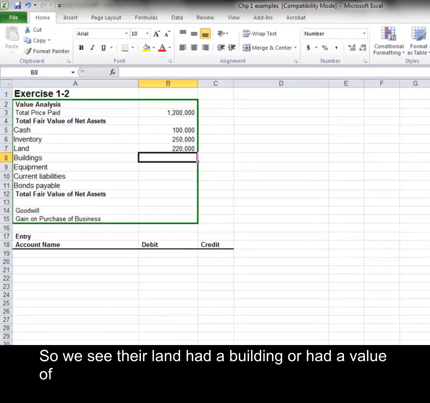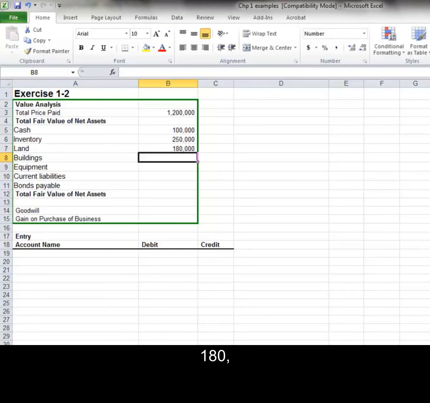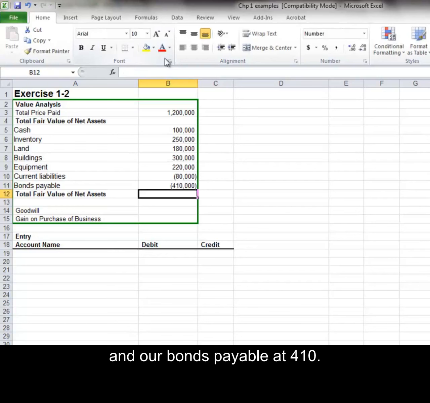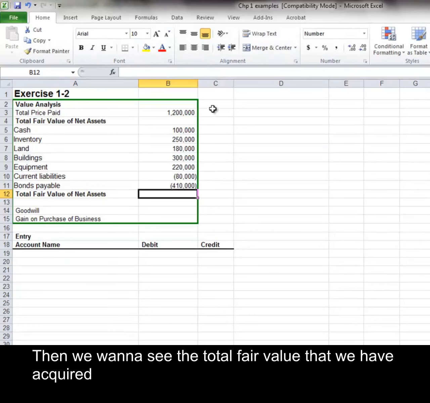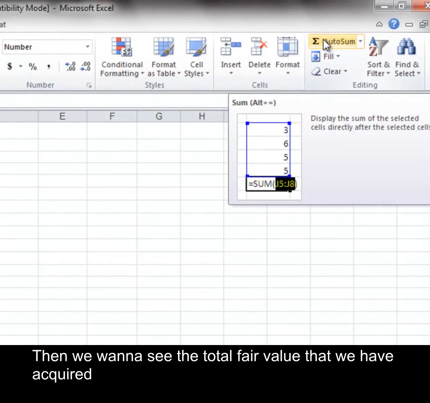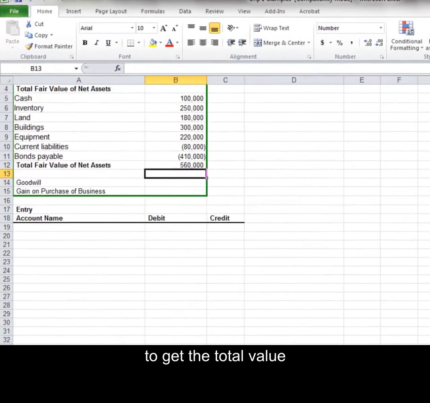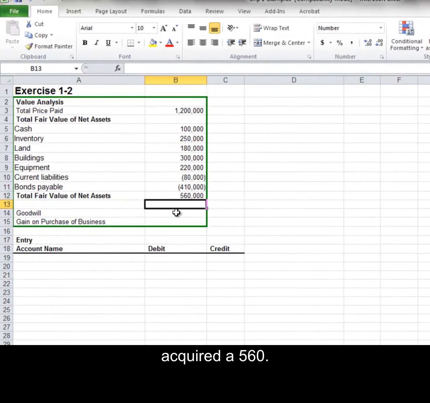So we see there land had a value of 180. Buildings are 300. Equipment is 220. Current liabilities are at 80 and our bonds payable at 410. Then we want to see the total fair value that we have acquired, and if you haven't used this in Excel, you can use the AutoSum function to get the total value acquired of 560.